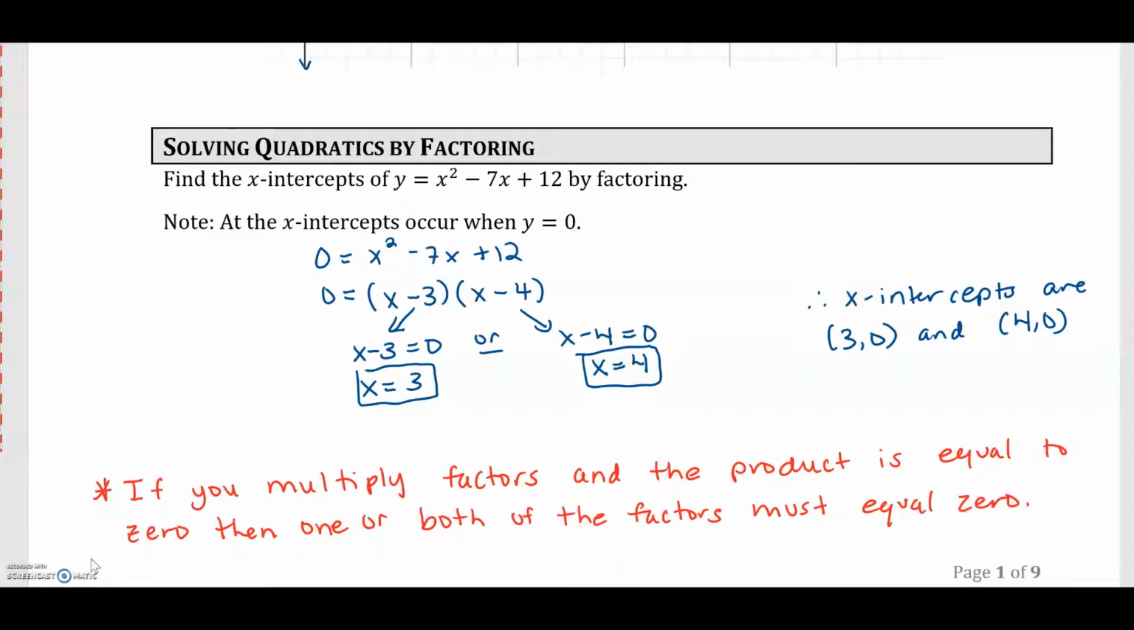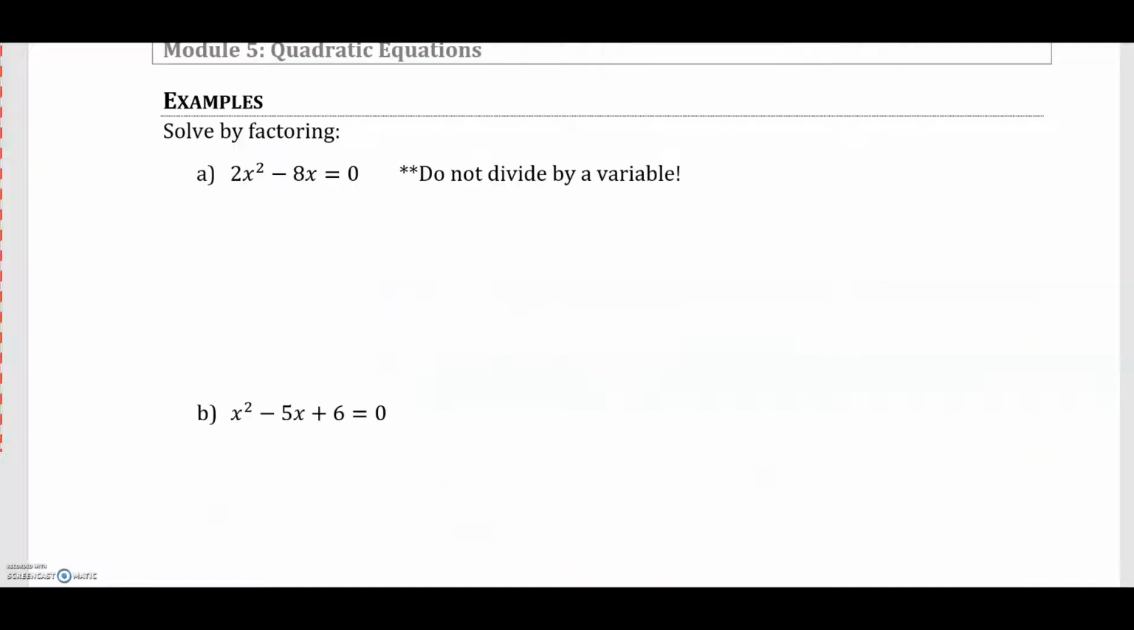Anytime that you would like to solve a quadratic equation by factoring, you must first rearrange the equation to make sure that it is equal to 0 before you proceed with factoring. In a moment, we'll see some examples where we need to rearrange the equation before we solve for the values of x. Now some examples.